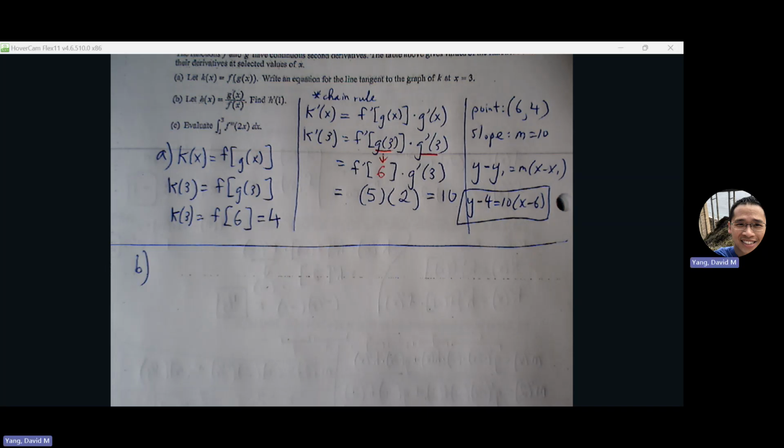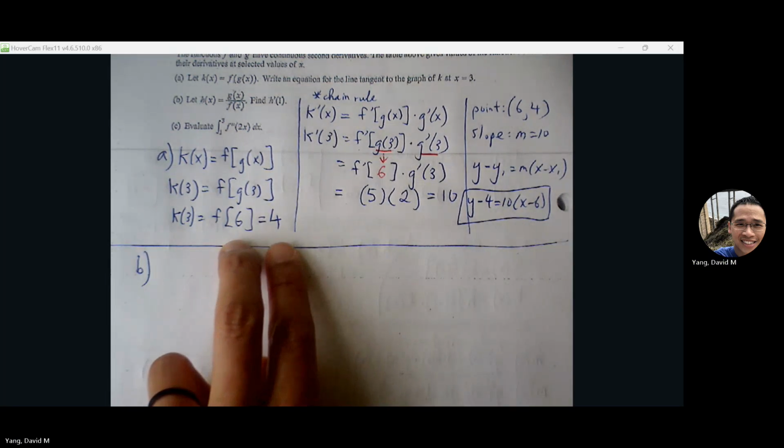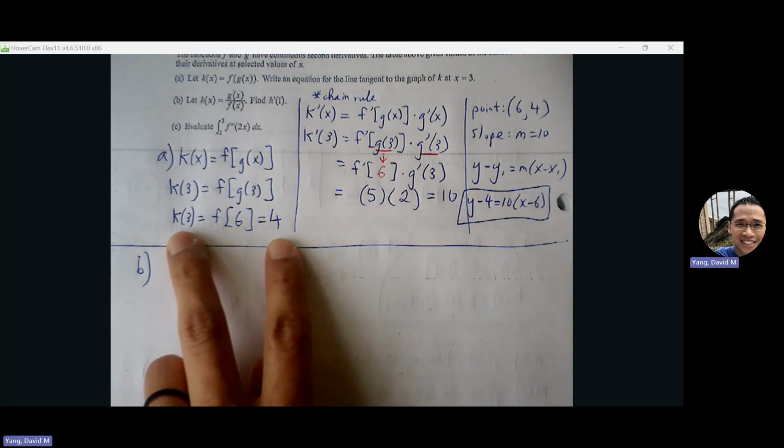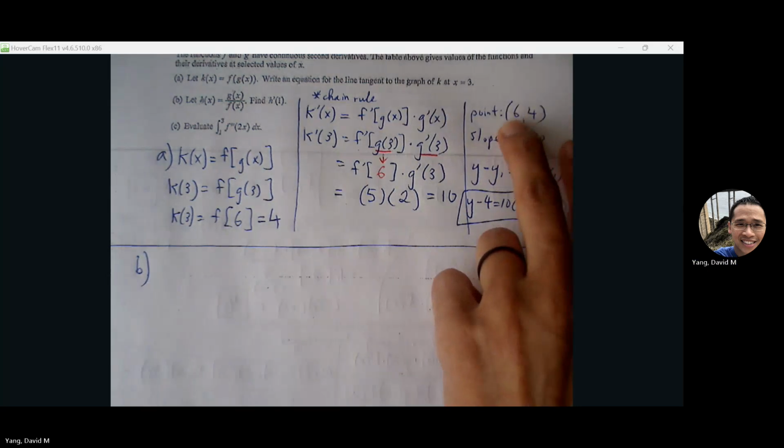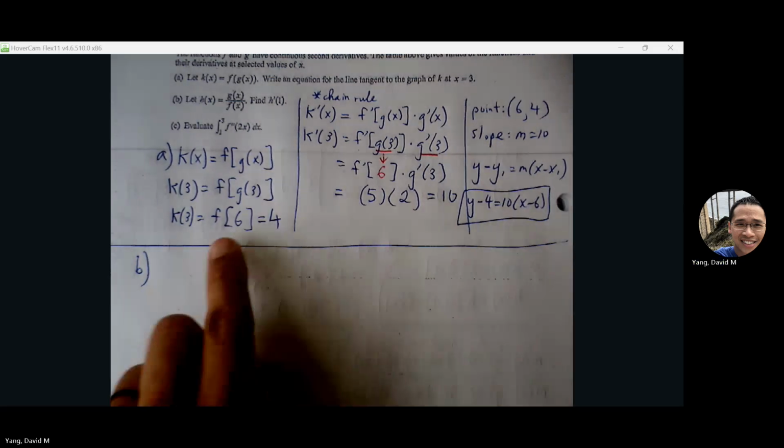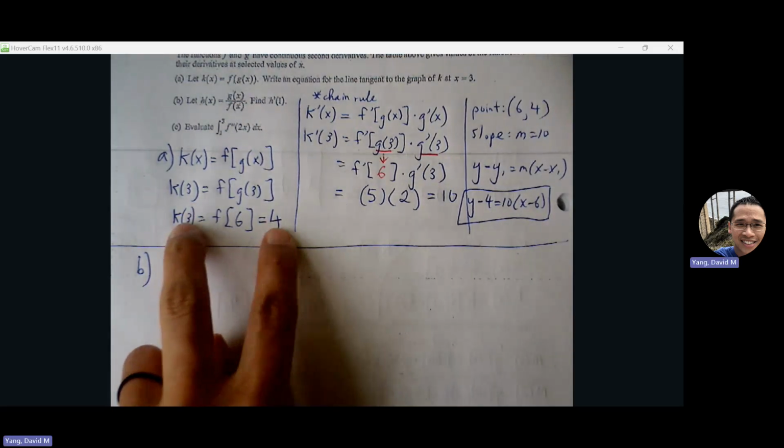Oh, 10 times x minus, wait, did I mess up here? K of 4 plus. My bad, it's 3, 4, not 6, 4. So sorry about that. I was looking at that 6 here, but my ordered pair is 3, 4.